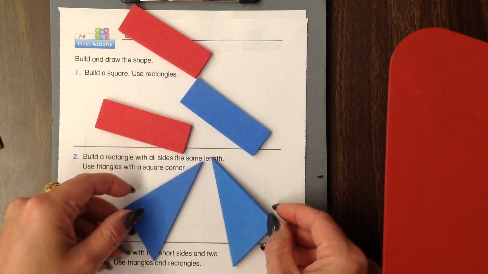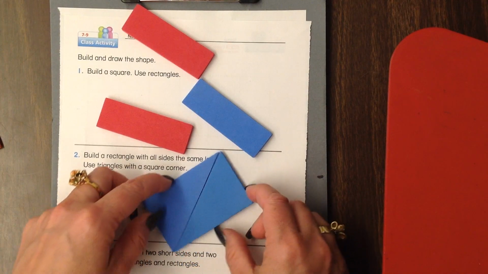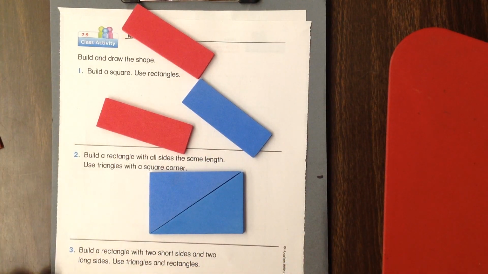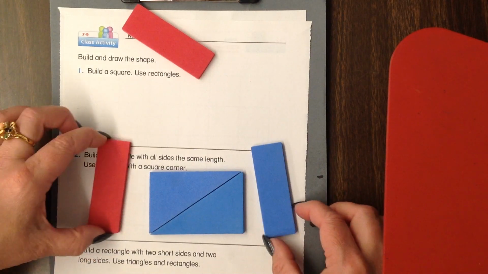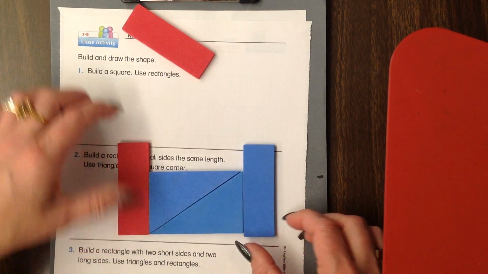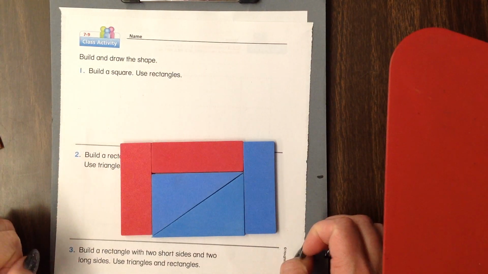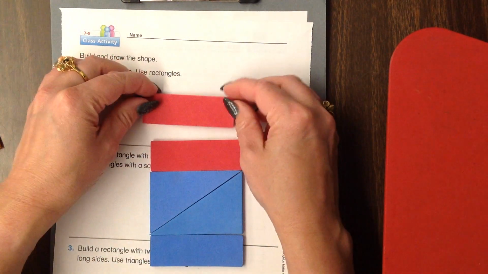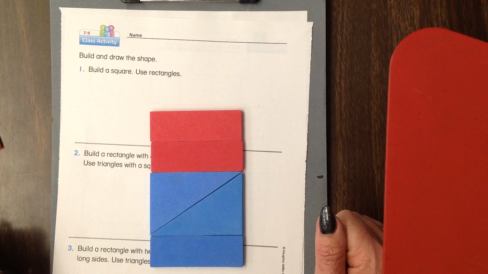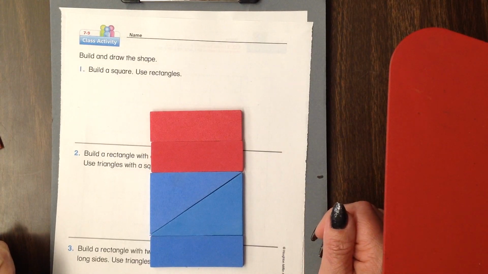Well, I know that if I turn these around, nope, not that way. How about this way? Yep, there we go. I made a rectangle. But remember, it wanted me to use both triangles and other rectangles. So where could I put these that it would make sense? Could I go here and here? Oh yes, that would work. Look at that. I could also put this here and put this one here. And I've still made a rectangle using both triangles and rectangles to make it.